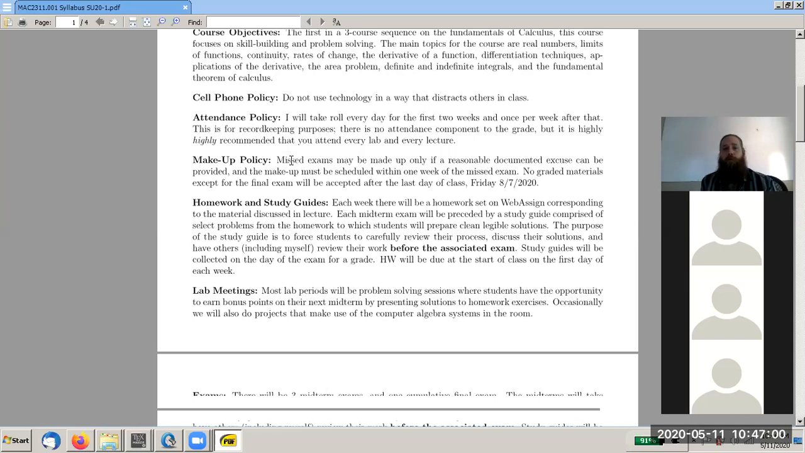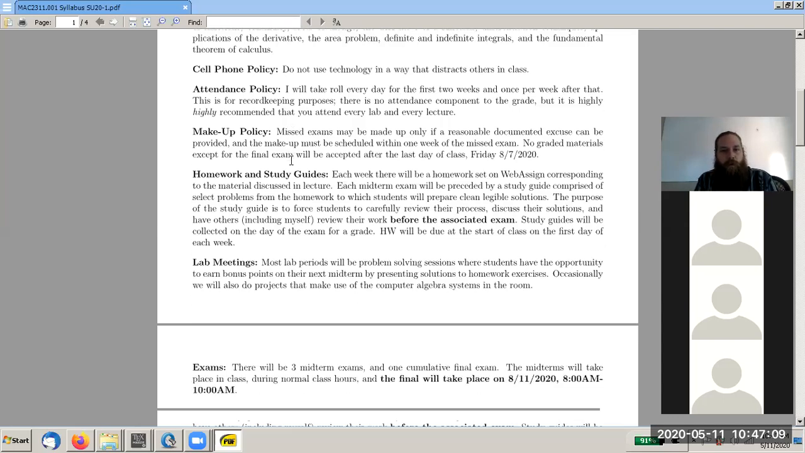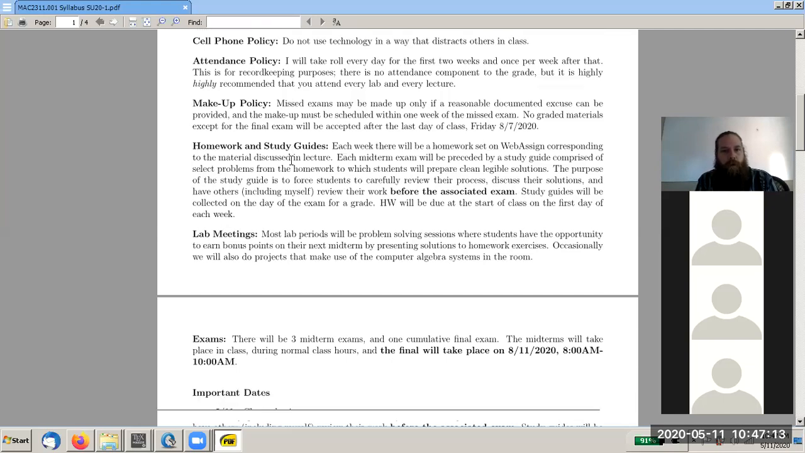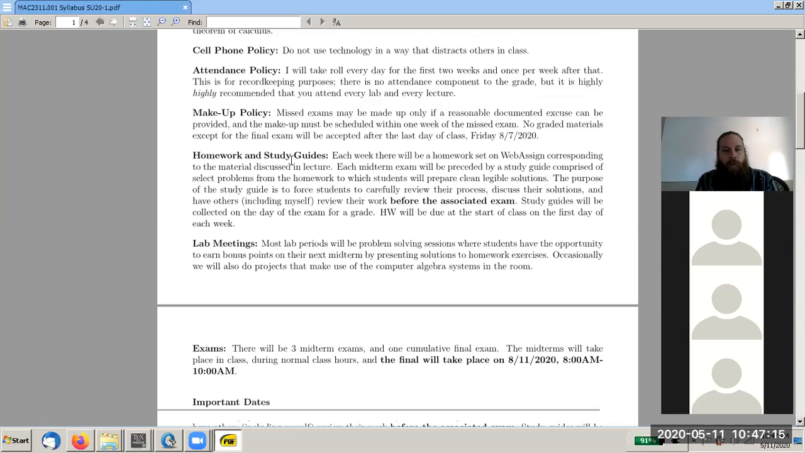Attendance. I'm going to take roll at first, just like I did today, because financial aid needs to know that you guys are showing up. And then also, it's nice for me to know if there's anybody who's not been showing up so I can reach out to them and see what's going on. But it's not a part of the grade, so you're never going to lose points or gain points based on attendance.